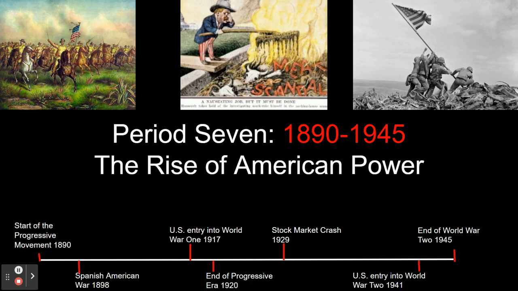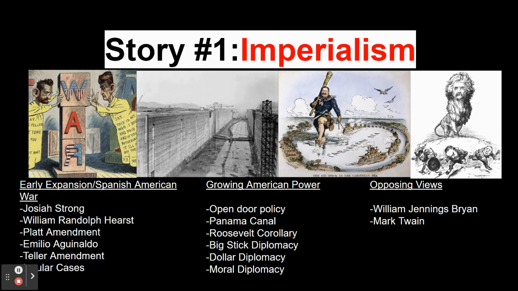Now, there's going to be a ton of terms that you're going to see in these slides. There's no way we're going to have a chance to go through all of them. And so I'm going to encourage you to just listen to the stories that we're going to talk about today and go and do your own additional research to make sure you really got this period of time down. So our first story is imperialism.